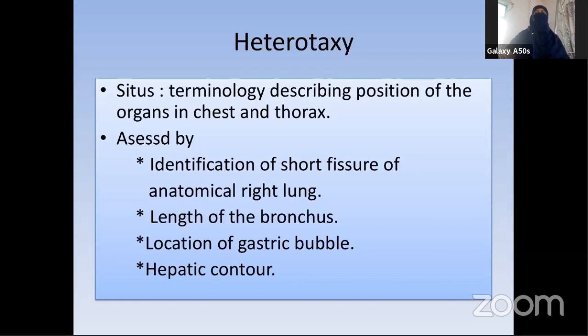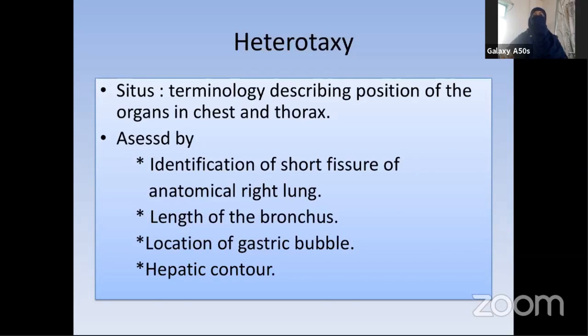And next, the length of the bronchus. The right principal bronchus is shorter and straighter, whereas the left principal bronchus is longer and is inclined more to the left. The ratio between the right principal and left principal bronchus length is between 1.5 and 2. Whenever the ratio between the two principal bronchi is less than 1, it is a part of heterotaxy, that is, there is an issue located in the situs.